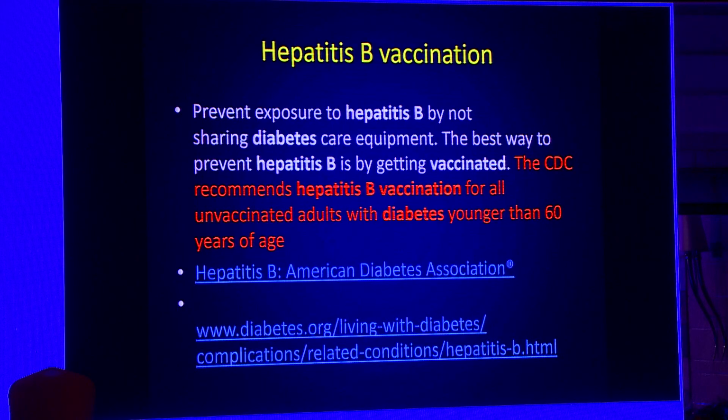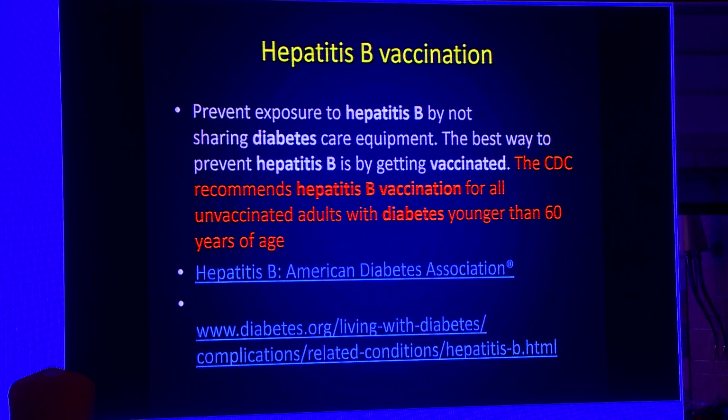The third vaccine is the hepatitis B vaccine. Again, the American Diabetes Association very strongly recommends, to prevent hepatitis B, vaccination for all unvaccinated adults with diabetes younger than 60 years of age.